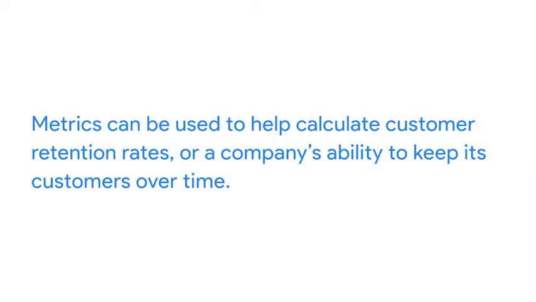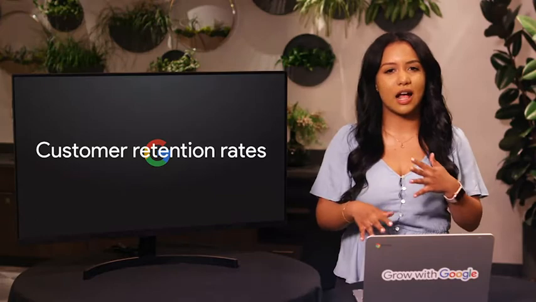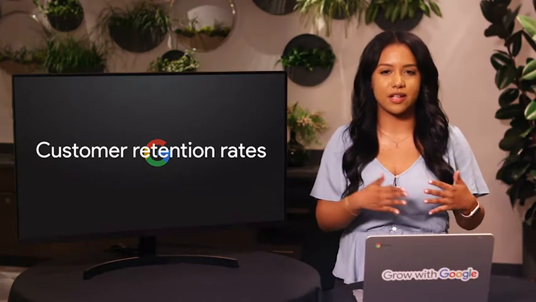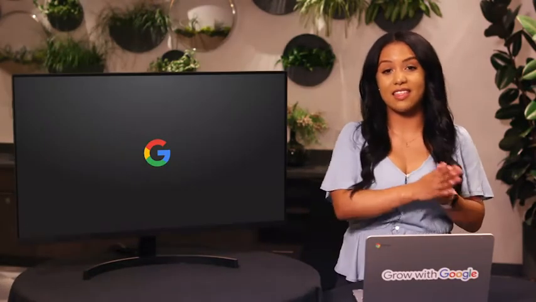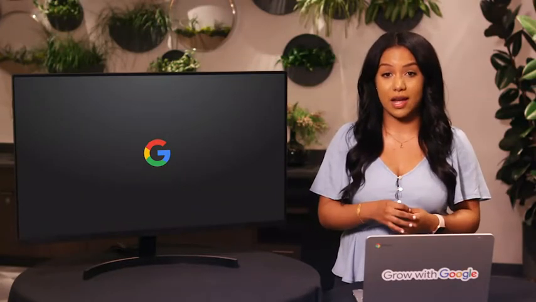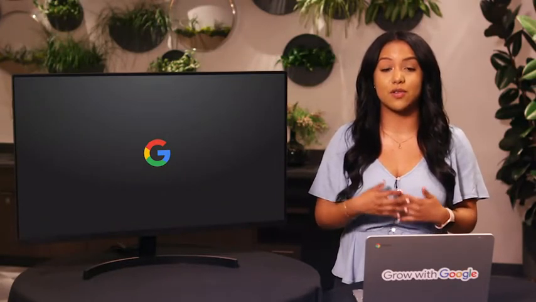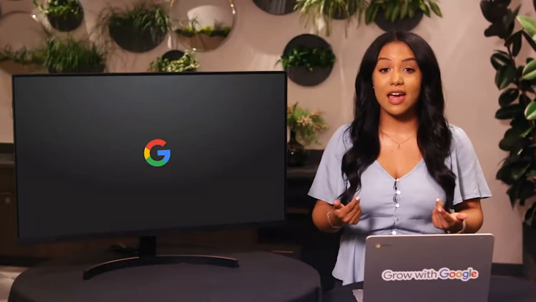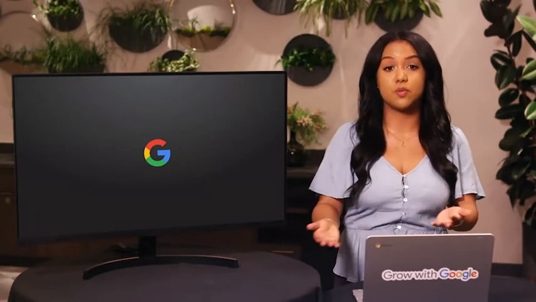We see metrics used in marketing too. For example, metrics can be used to help calculate customer retention rates, or a company's ability to keep its customers over time. Customer retention rates can help the company compare the number of customers at the beginning and the end of a period to see their retention rates. This way, the company knows how successful their marketing strategies are and if they need to research new approaches to bring back more repeat customers.